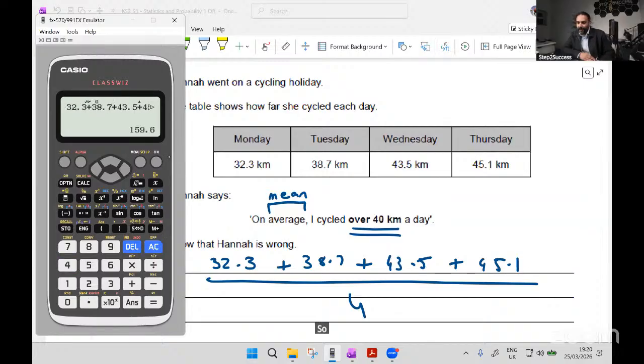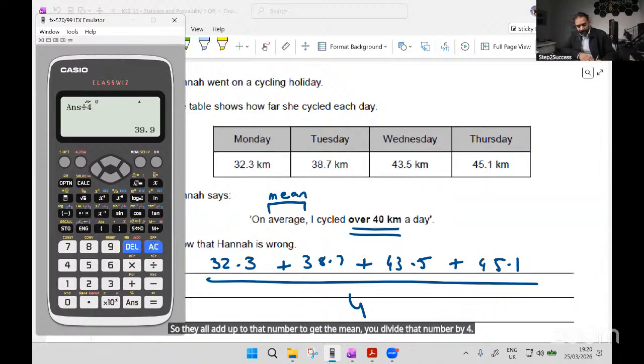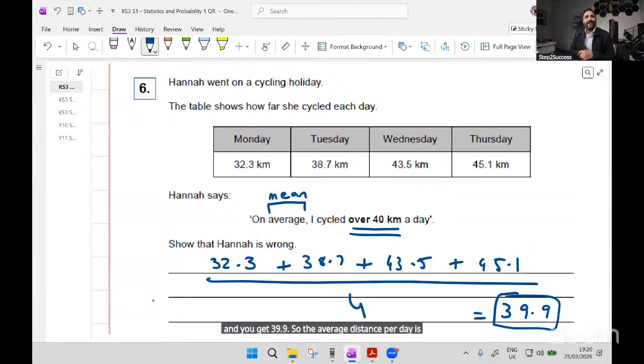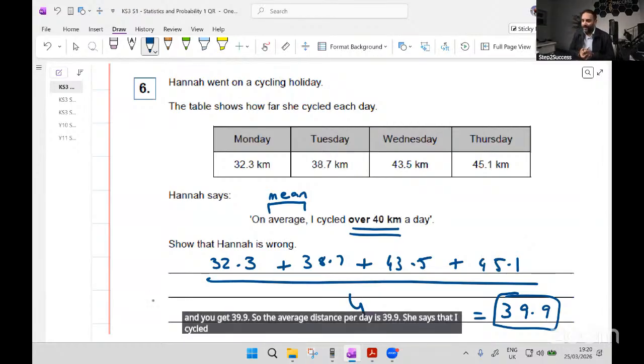So they all add up to that number. To get the mean, you divide that number by 4 and you get 39.9. So the average distance per day is 39.9. She says that I cycled over 40 kilometers a day. She did not. It was 39.9 on average.